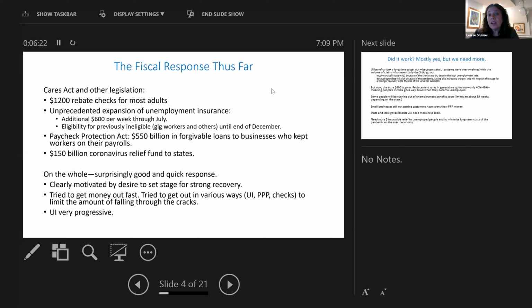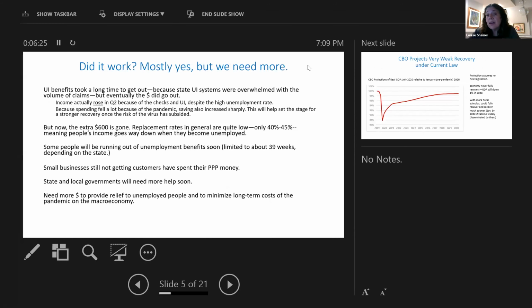So how well did it work? I think it worked quite well at first, but now we need more, right? So the UI benefits at first did take a long time to get out. Those state systems were just overwhelmed because we had really never seen such a rapid increase in unemployment in such a short period of time. But the money did eventually go out. And if you look at income in the second quarter, it actually rose, even though we had a 13% unemployment rate, because of the checks and the unemployment benefits.